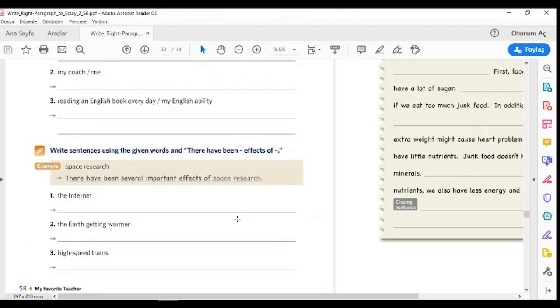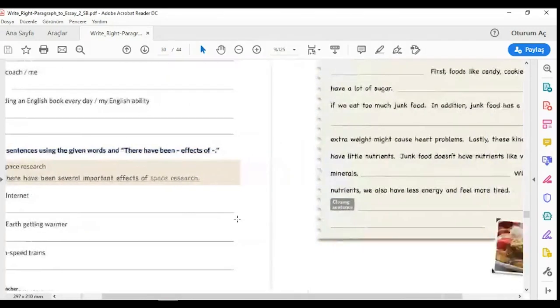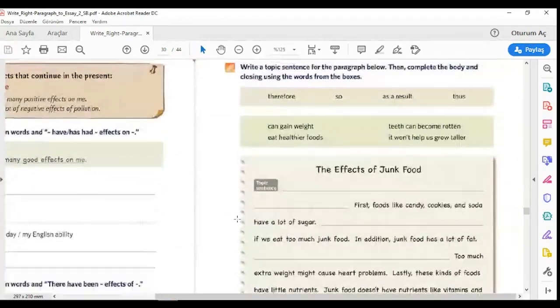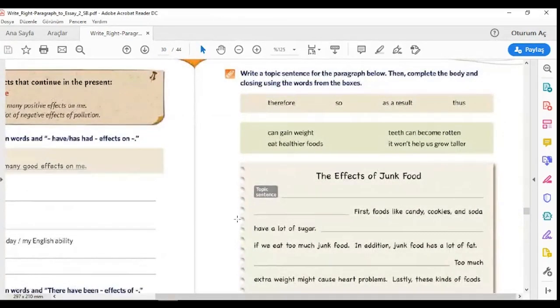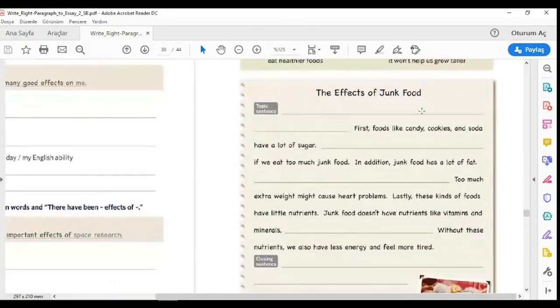Okay, we will move on to the following page, page 59. Now, write a topic sentence for the paragraph below, then complete the body and closing using the words from the boxes. So these are the words from the boxes over here. You need to write the topic sentence, your own topic sentence. But now remember, go through your notes of the previous lesson on the two ways on how to write a topic sentence. This paragraph is about the effects of junk food.